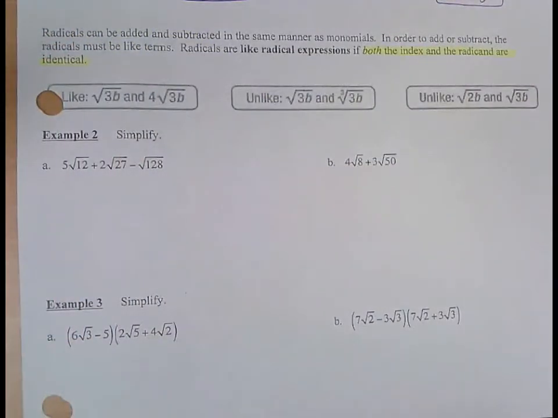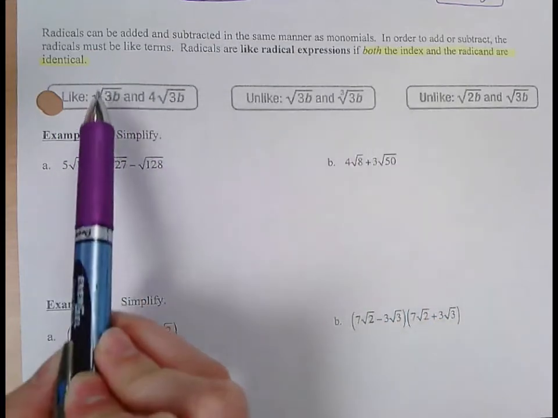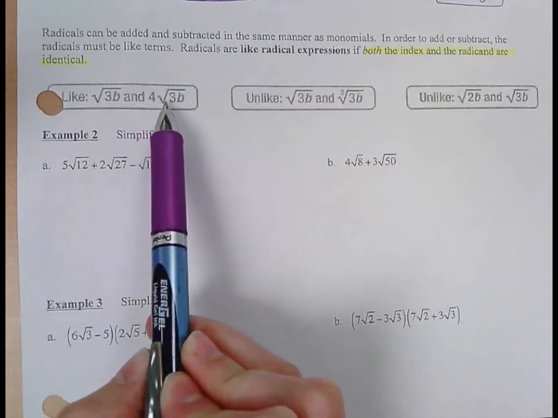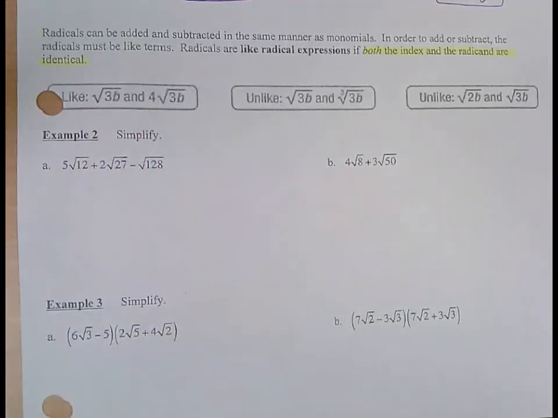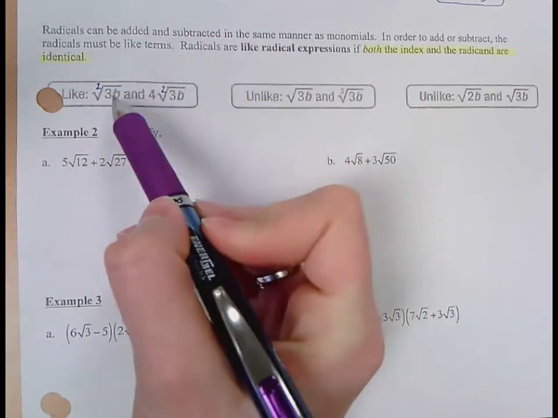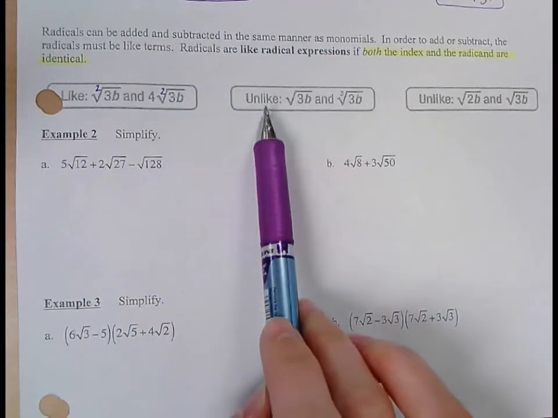So the index and what is inside the radical have to be exactly the same. For example, it gives 3 examples here. If you have the square root of 3b and 4 times the square root of 3b, these are like radicals because they are both square roots and they both have 3b inside of the square root. So those are like radicals.